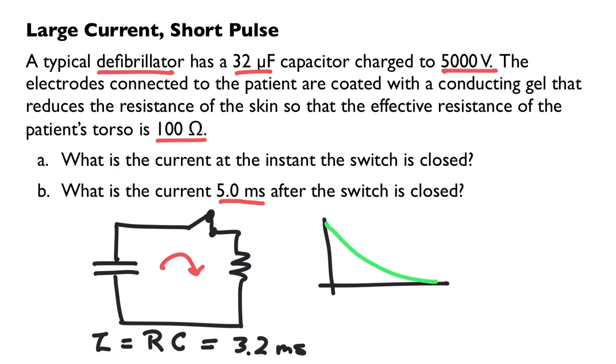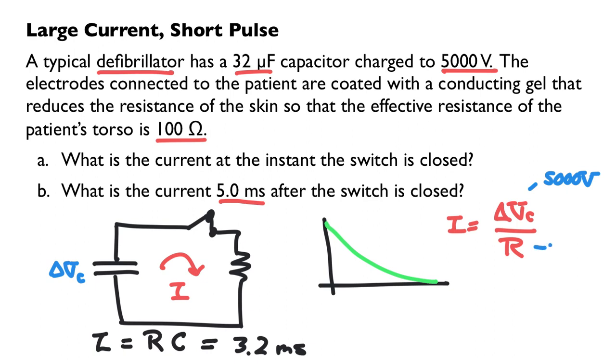So the way we're going to solve this problem is as follows. We're going to look at that circuit, and I've got a certain voltage across the capacitor, which we call delta VC, and that changes with time. And then I'm going to look at the current in the circuit, and I know that the current is just equal to the voltage across the capacitor divided by the resistance. Now, at time t equals 0, the voltage is 5,000 volts. That's what it is when you close the switch. And the resistance is 100 ohms. So the initial current is going to be 50 amps. So it's a huge current.